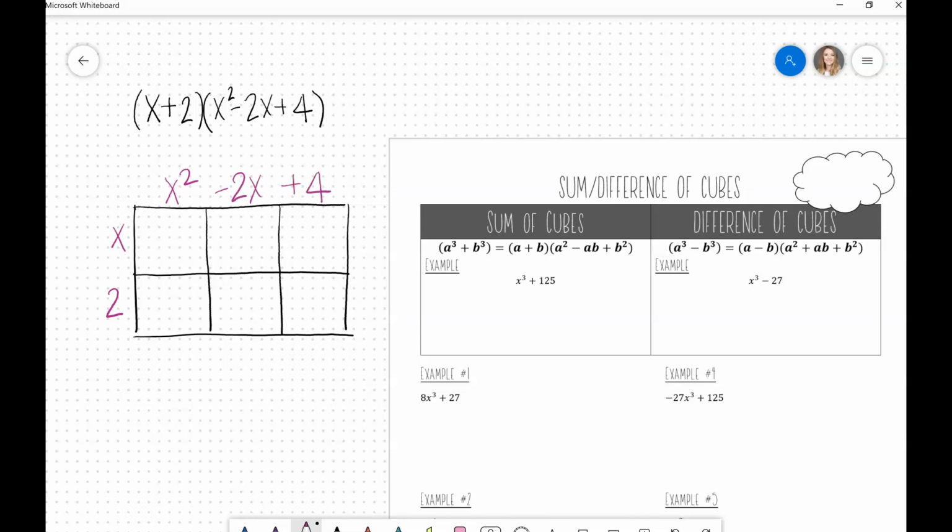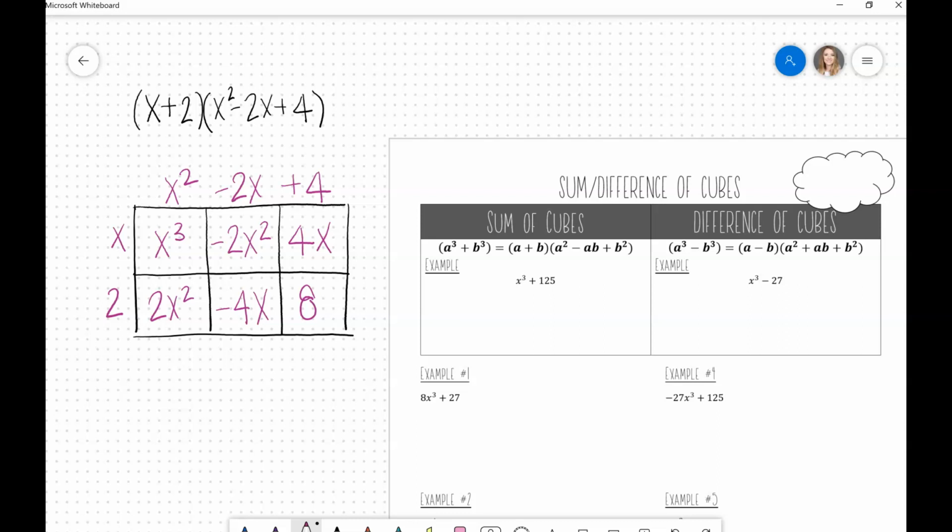So from here, I'll multiply the sides into our area model here. So I will have x times x to give us x cubed, x times negative 2x to give us negative 2x squared, x times 4 to give us 4x. Then with the second row, 2 times x is 2x squared, 2 times negative 2x is negative 4x, and 2 times 4 will give us 8.